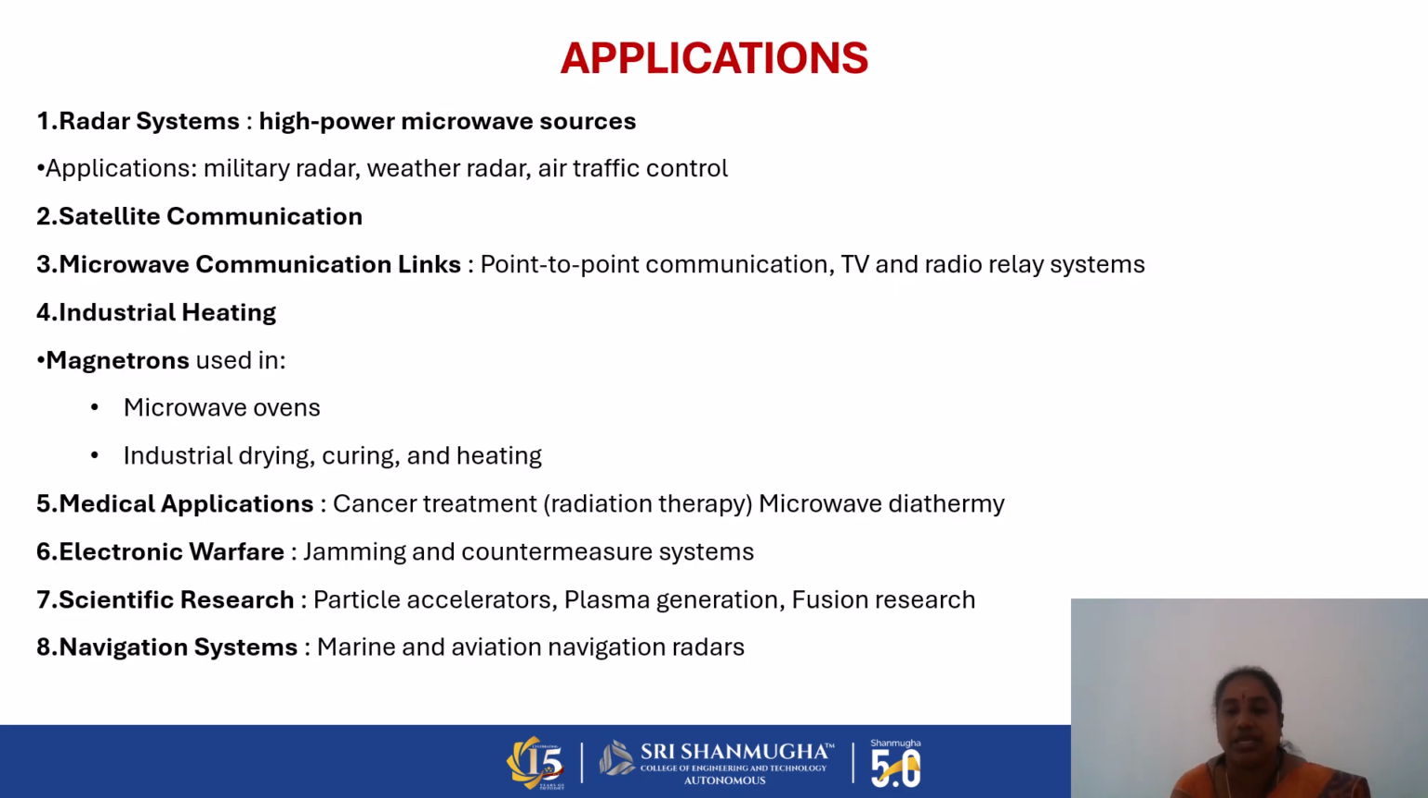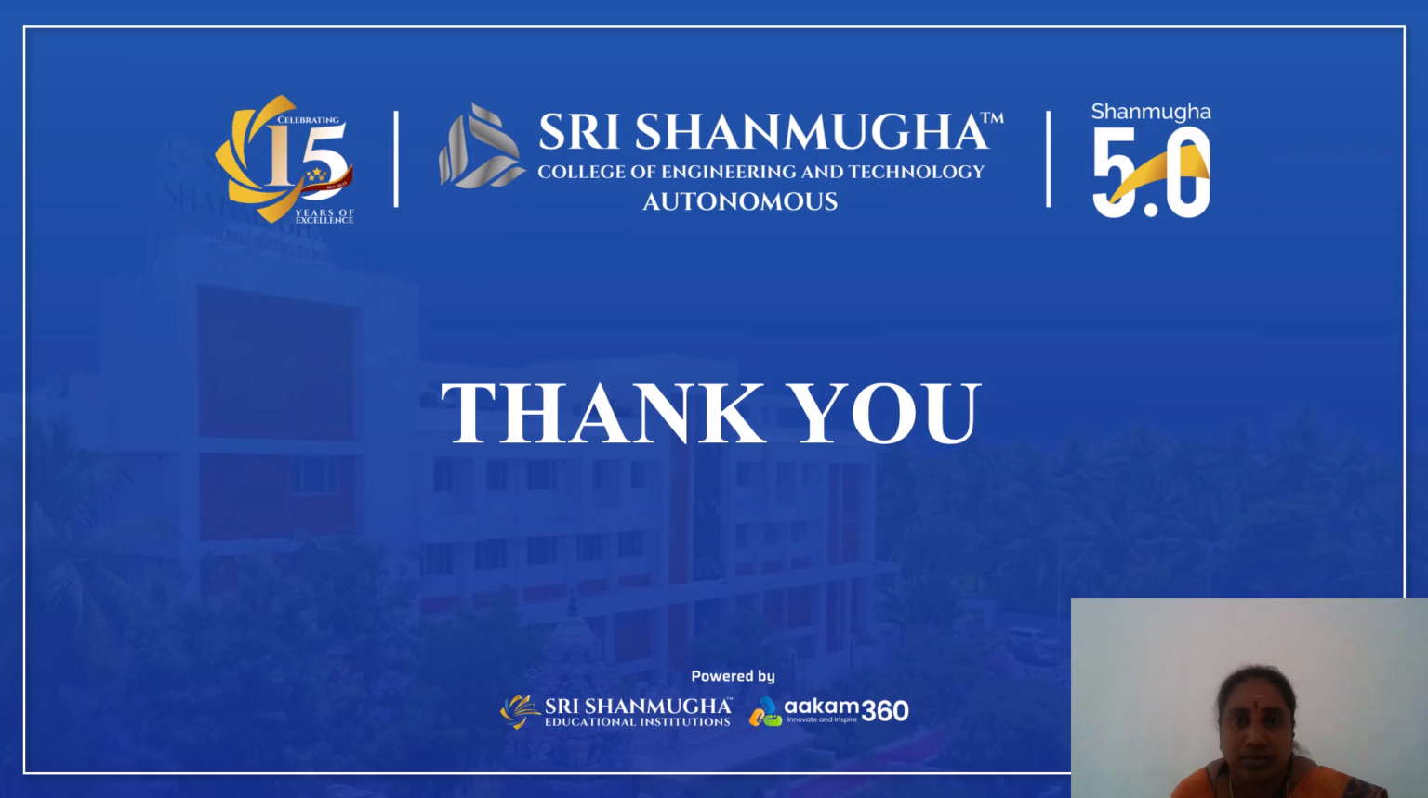And these are the general applications of microwave tubes. In radar systems, they provide high power microwave sources, including military radar, weather radar, and air traffic control. We also use them for satellite communications and microwave communication links, point to point communication, as well as TV and radio relay systems. And for the magnetron, I discussed the microwave oven applications, and also medical applications, electronic warfare, scientific research, and navigation systems. Thank you.